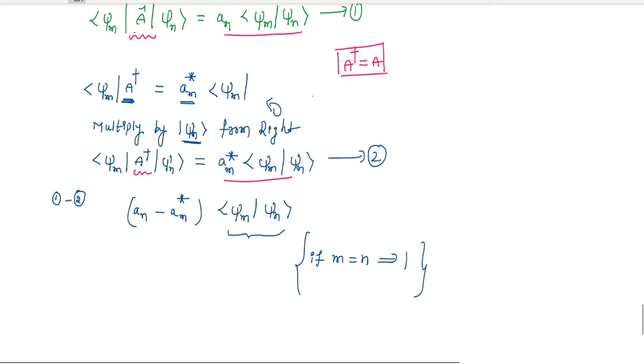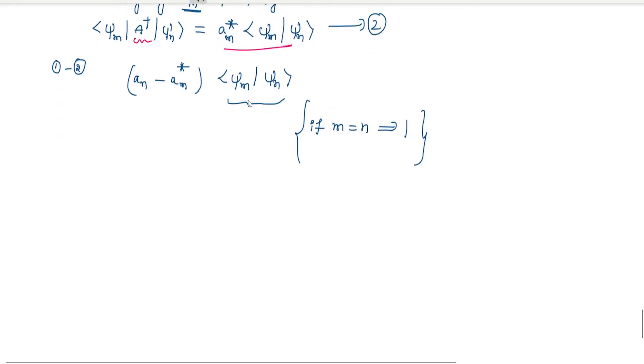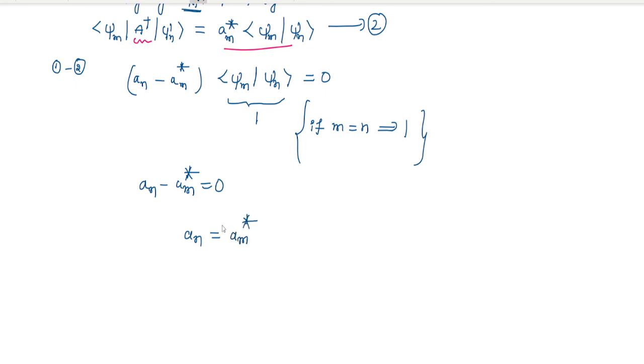If m equals n, this notation becomes 1. Then the remaining a_n minus a_m star equals 0. Then a_n equals a_m star.